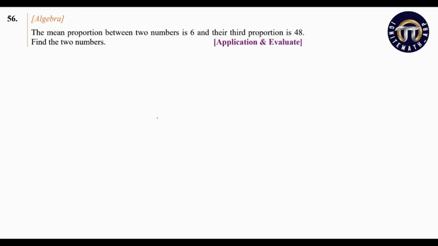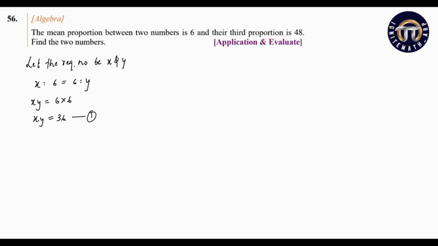The mean proportion between two numbers is 6 and their third proportional is 48. Find the two numbers. Let the required numbers be x and y. The mean proportion between two numbers is 6, in the sense, children, x is to 6 is equal to 6 is to y. Product of means equals product of extremes, so xy = 6 × 6, that is xy = 36.